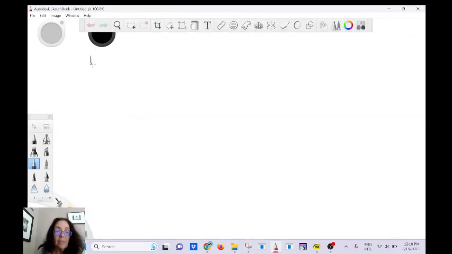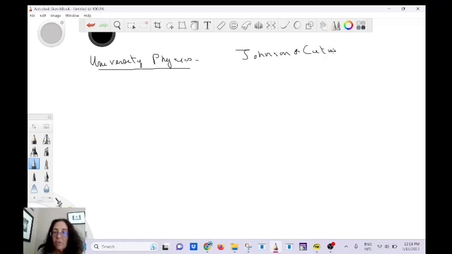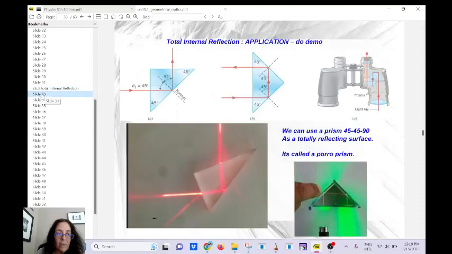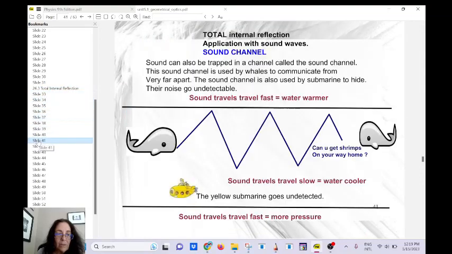Before moving on, I have found an interesting problem. It's from your textbook, University Physics, which is recommended if you are taking calculus-based physics. If you are not taking calculus-based physics, then I recommend Physics by Johnson and Cutnell. That's great if you want to take the MCAT. In this book, there is some calculus. In this book, there is no calculus.